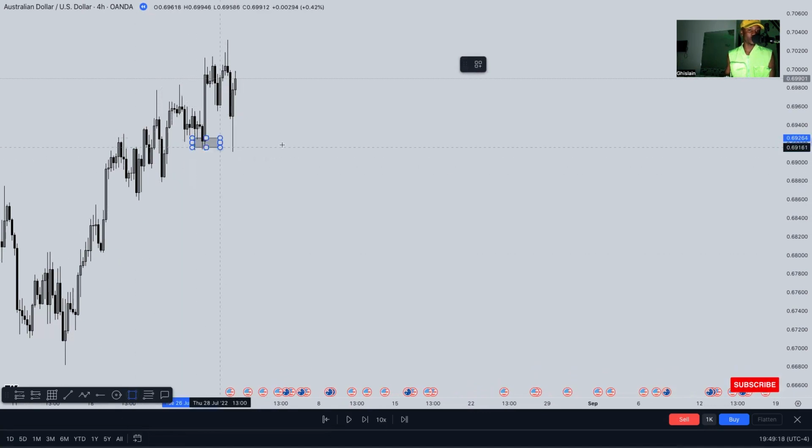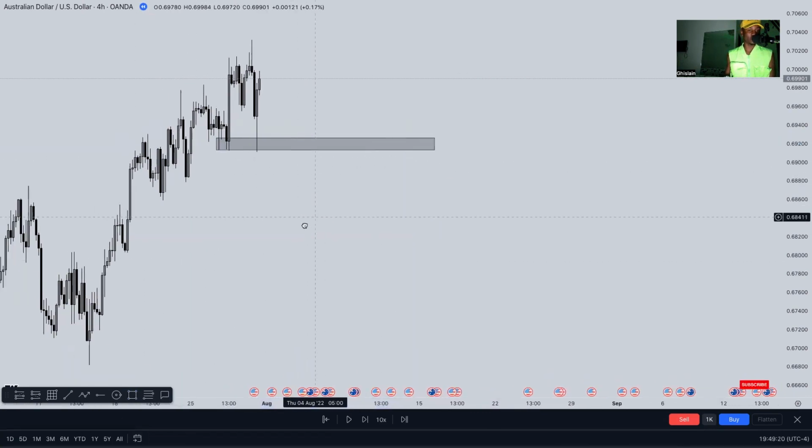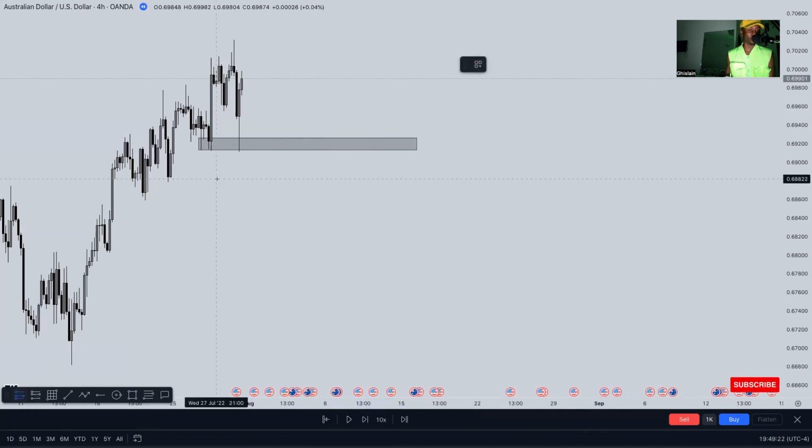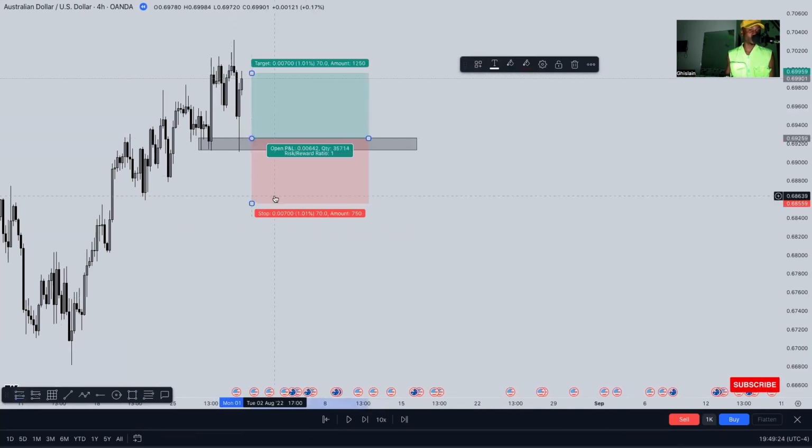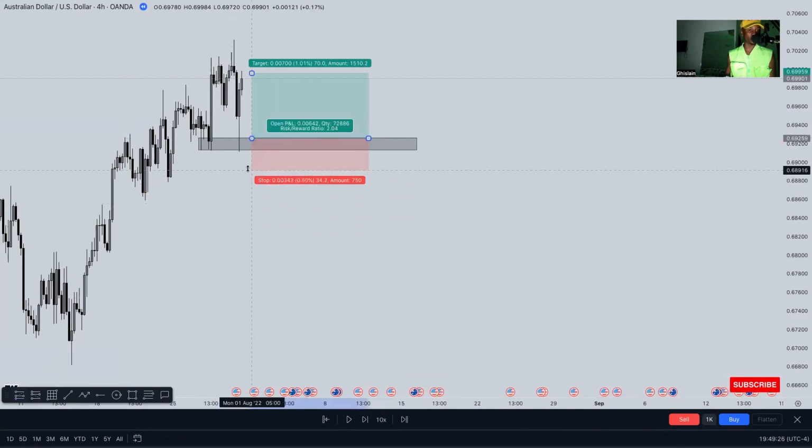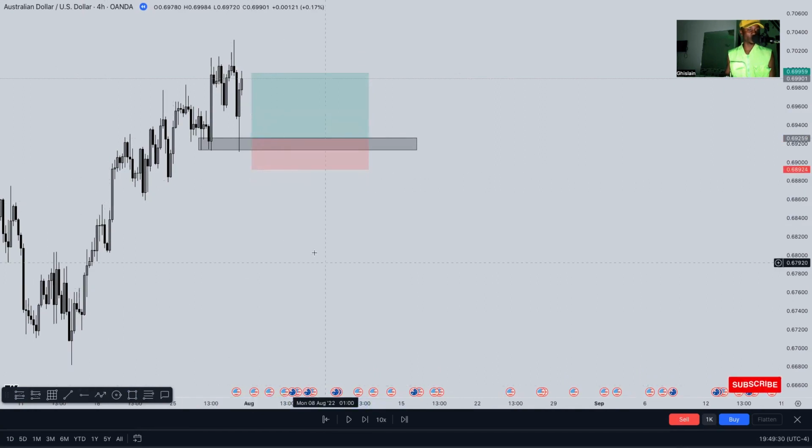but it's already too late now, I guess. However, I'll still have my trade sitting here because you never know what the market would do. So the market might come back. So if the market comes back, I want to get involved in this trade. So this is where my stop loss will be. I'll put my stop loss just underneath this candle wick.